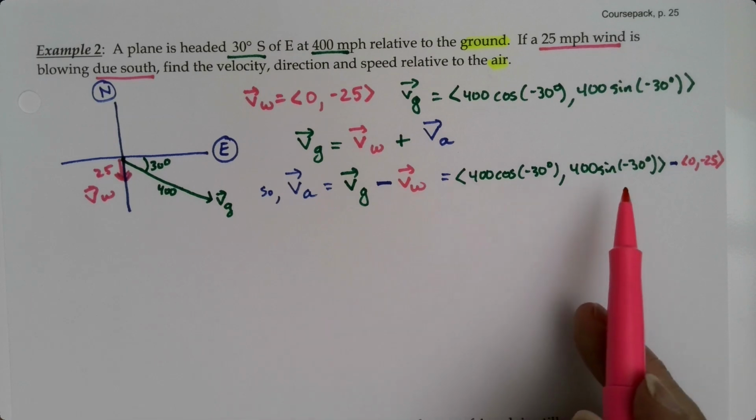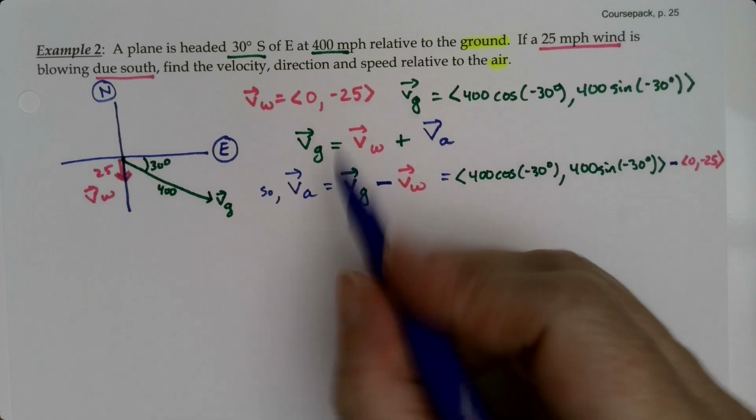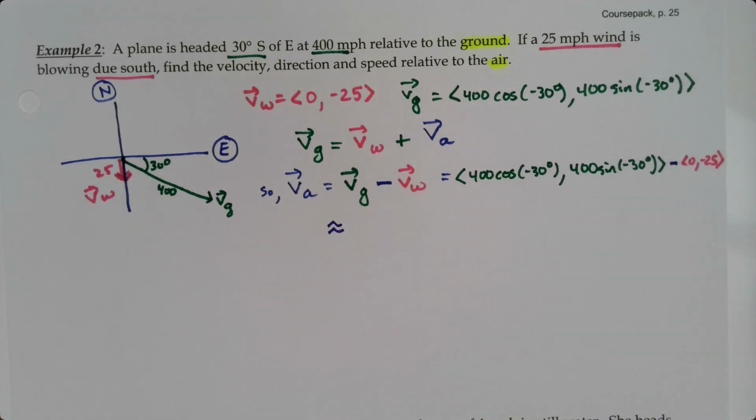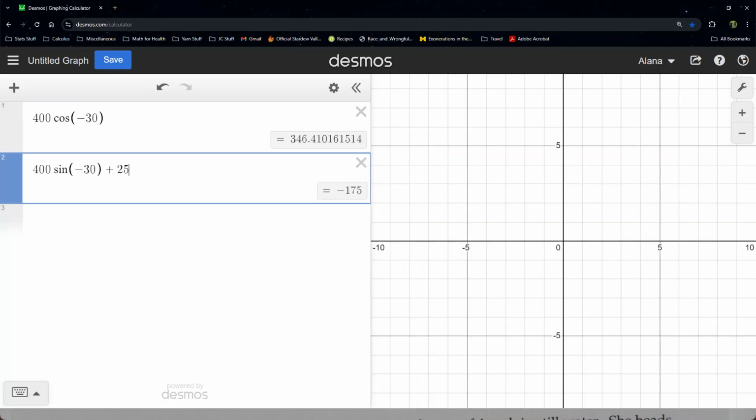Okay, so we can make Desmos find these things for us, right? Or Maple, whichever. I'm just going to keep using Desmos because I have it on hand. So 400 cosine of negative 30 is right there, and 400 sine of negative 30, now minus a minus, because it was minus a negative 25, is actually plus a 25, right? Because we're subtracting negative 25. So that makes negative 175. So our numbers are approximately 346.41 and negative 175. That's the velocity with respect to the air, and that would be in miles per hour.